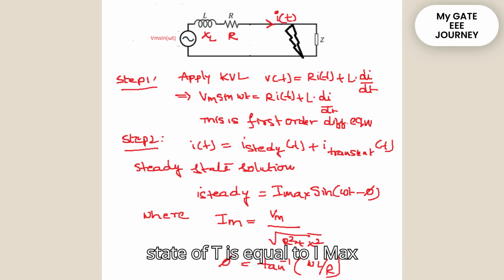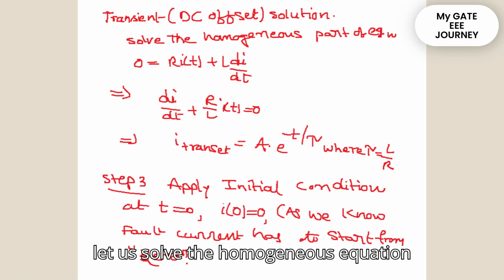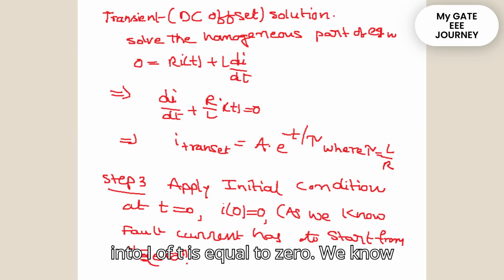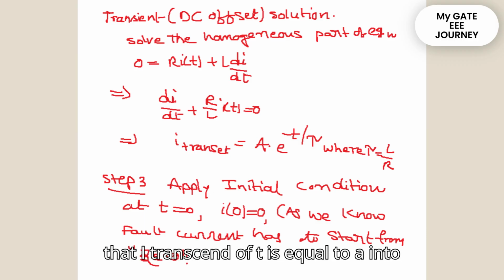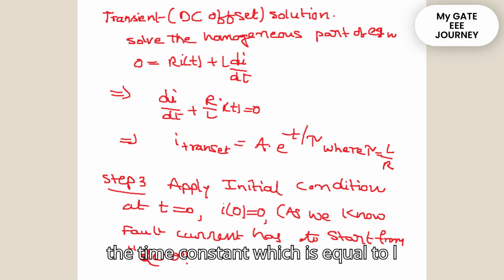i steady state of t equals I max sin(omega t minus phi), where I max is Vm divided by root of R squared plus X squared, and phi is inverse tan of X by R. To find the transient or DC offset part, let us solve the homogeneous equation, which is L di/dt plus R i(t) equals 0. We know that i transient of t equals A e to the power minus t by tau, where tau is the time constant, which is equal to L by R.